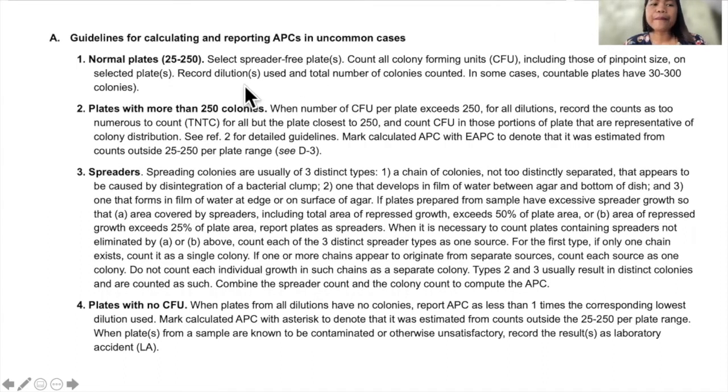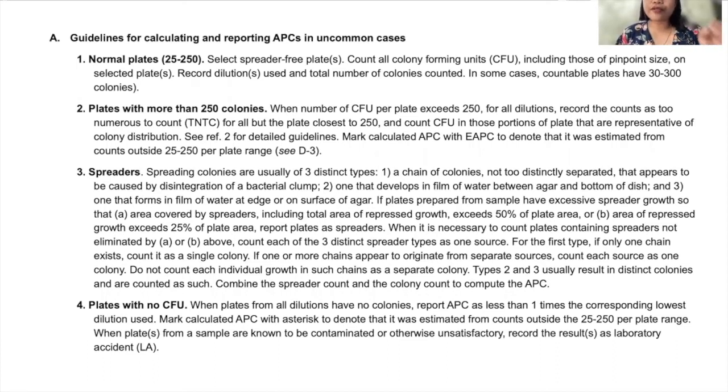So usually, the countable plates that I was referring to kanina is the Petri plate or the agar plate that contains 25 to 250 colonies. So you count the colonies in all your plates, no? If you think that it's below 25, you disregard it. If it's above 250, you also disregard it, okay?